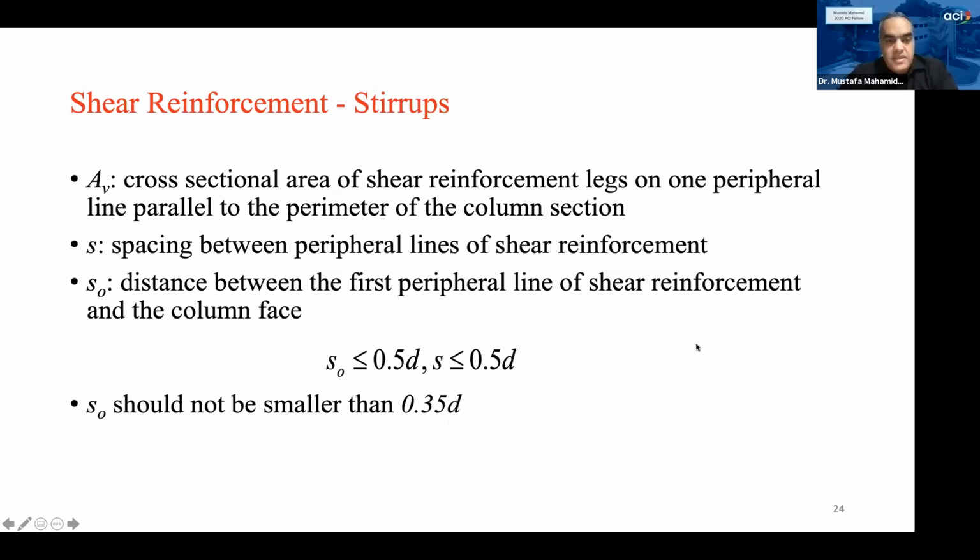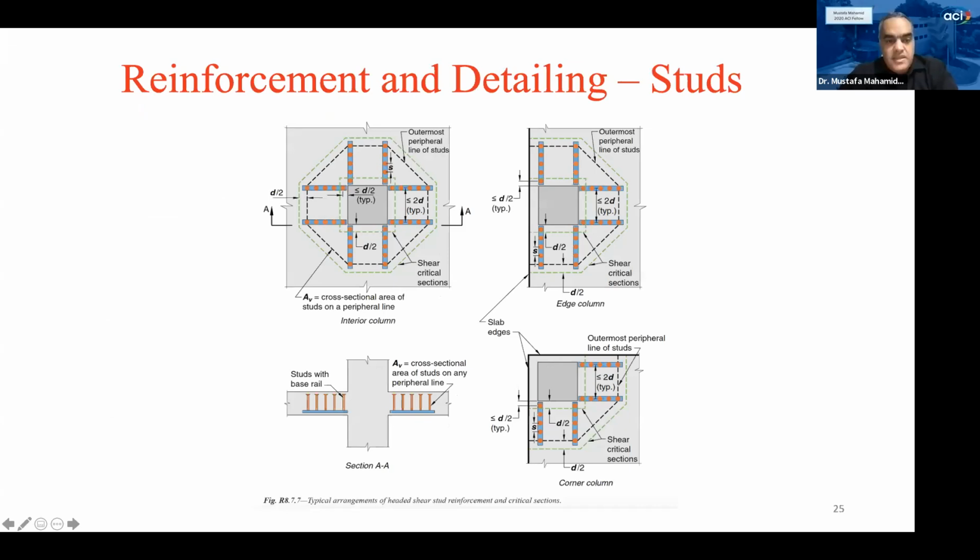If we are using studs, here you see many provisions, like less than d/2, less than 2d, etc. So we have all these provisions shown schematically, and they're also presented in ACI 318. This is from ACI 318-2019, the most recent one. This is figure R8.7.7. So if you open the code, you will see all these figures. You can use these details even in your drawings, to guide the contractor on using studs per your design. Okay.